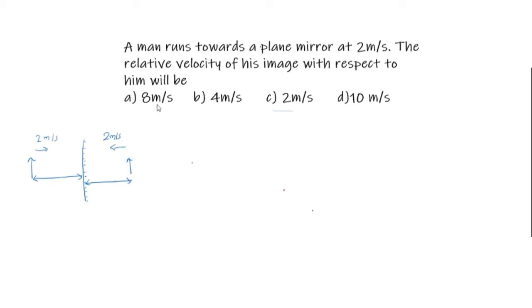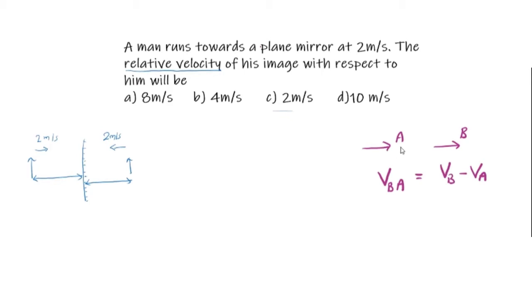But if we see, there is a word in the question, that is relative velocity. So to do this question correctly, we should know what is the meaning of relative velocity. Suppose there are two objects, object A and object B. Now the relative velocity of object B with respect to object A is equal to velocity of object B minus velocity of object A.